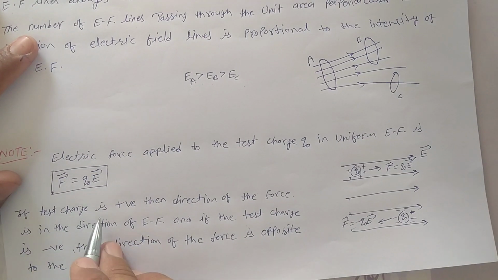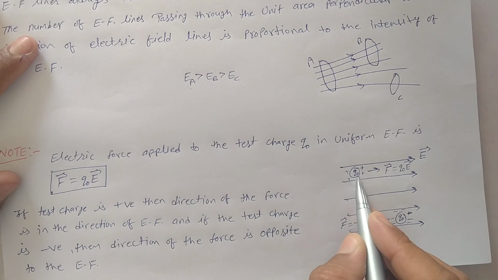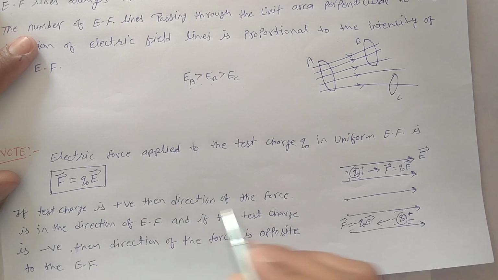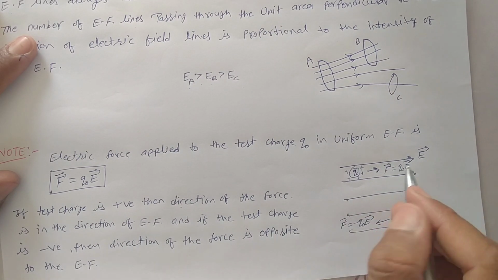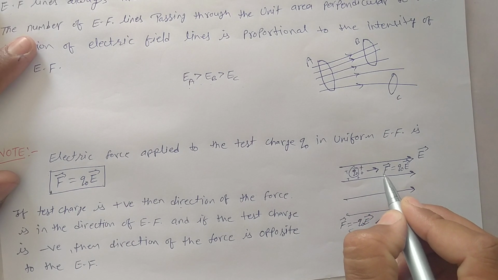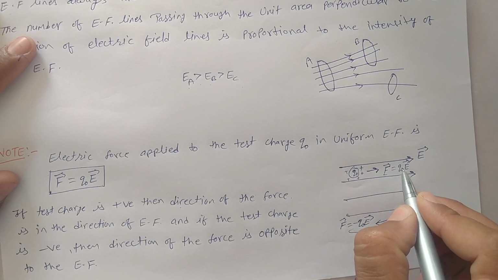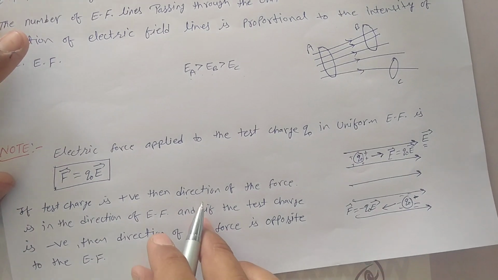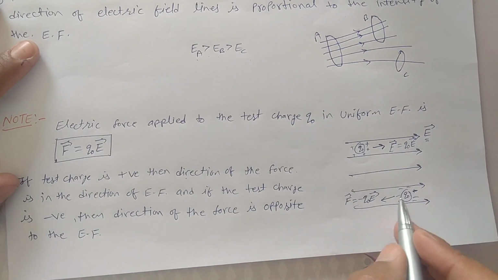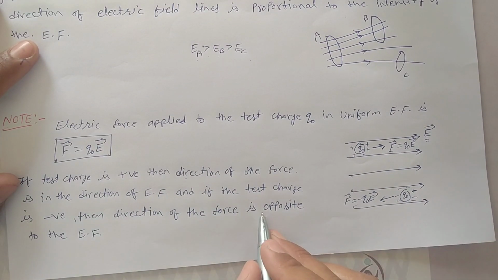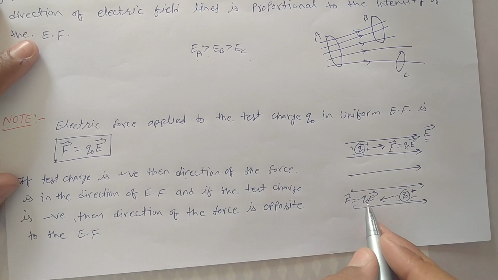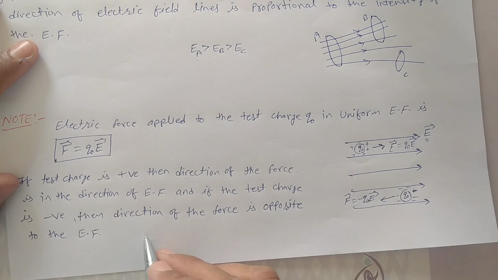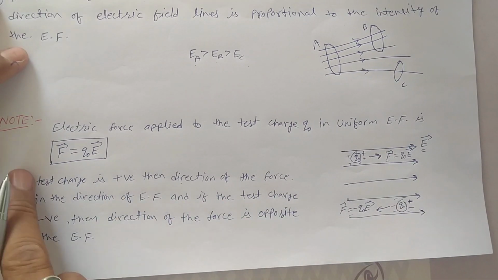If the test charge is positive, then the direction of the force is in the direction of the electric field, meaning the direction of the Coulomb force is in the direction of the electric field, and if the test charge is negative like this, then the direction of the force applied on the test charge is opposite to the direction of the electric field. Okay, this is very important.